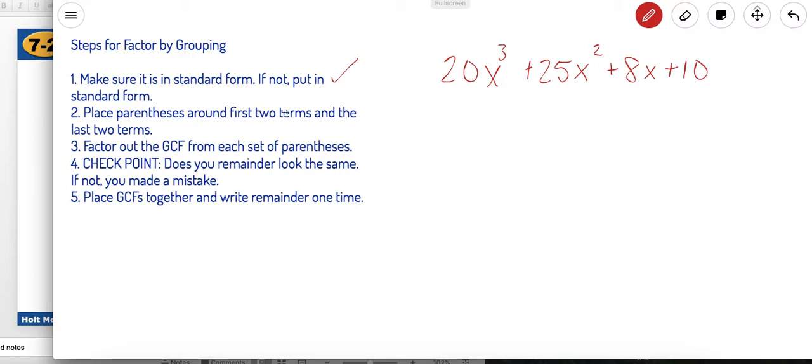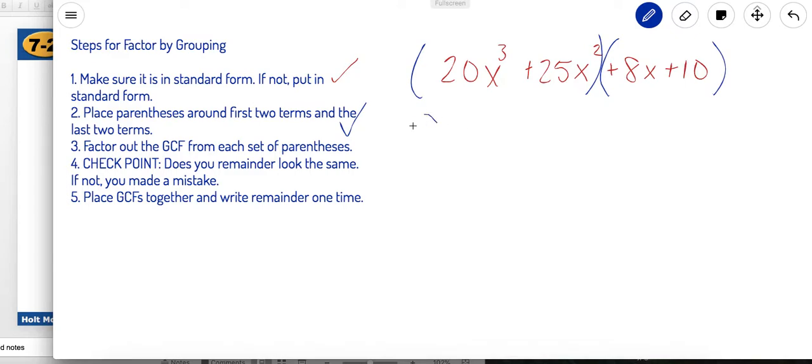Step 2: place parentheses around the first two terms and around the last two terms. So I'm going to do this in a different color so we can follow along. Around my first two terms, 1 and 2 terms, good. And then parentheses around my last two terms. So we are done with this step. Okay. Step 3, factor out the greatest common factor from each set of parentheses.